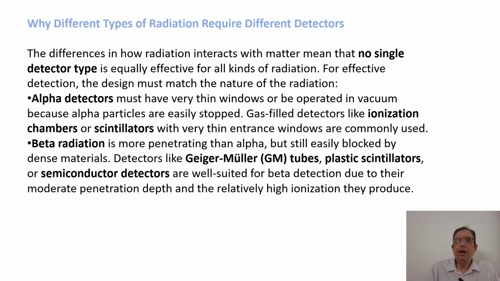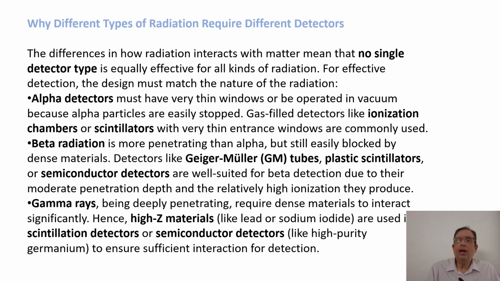Then the beta radiation is more penetrating, but dense materials easily block those radiation. So Geiger-Müller tubes or plastic scintillators or semiconductor devices are well suited for beta rays due to their moderate penetration depth and relatively high ionization that they produce. So basically, of course, the ionization capability is much larger, because they transfer much larger energy to the other electron with which it is colliding.